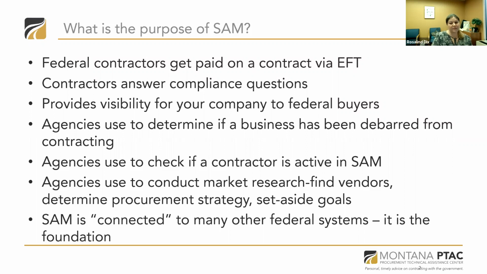There are other things you need to do. You need to look for the opportunities and apply for them. It doesn't mean that you'll get a phone call, but it is important that you're in there. That's how you are visible to them. Agencies do look at your SAM to see if you have been debarred from contracting or have any exclusions for your business. They can't do business with you if you are on that list.